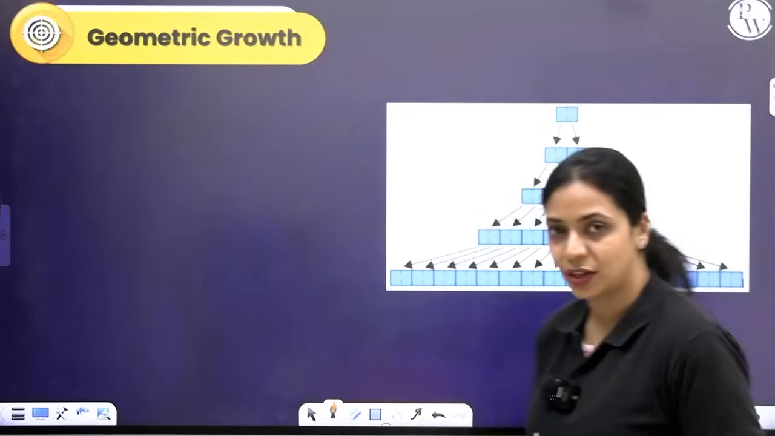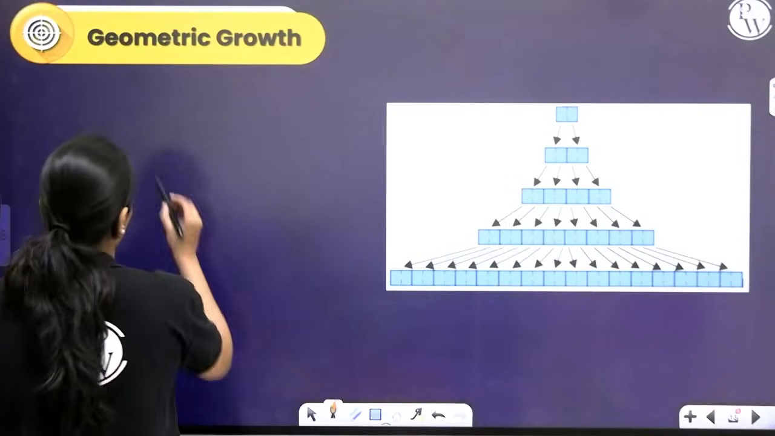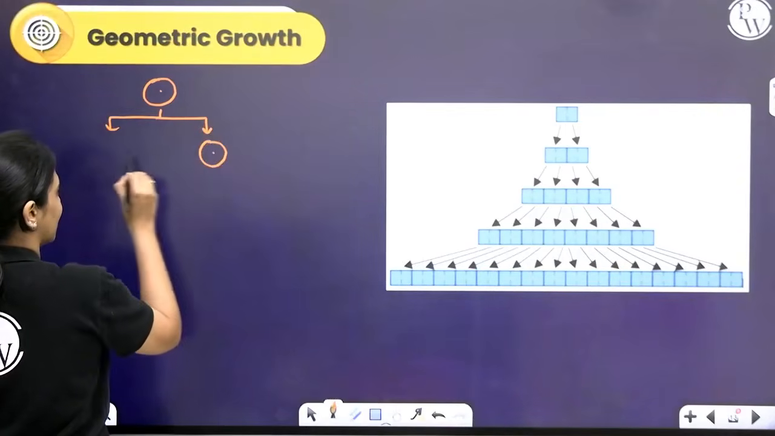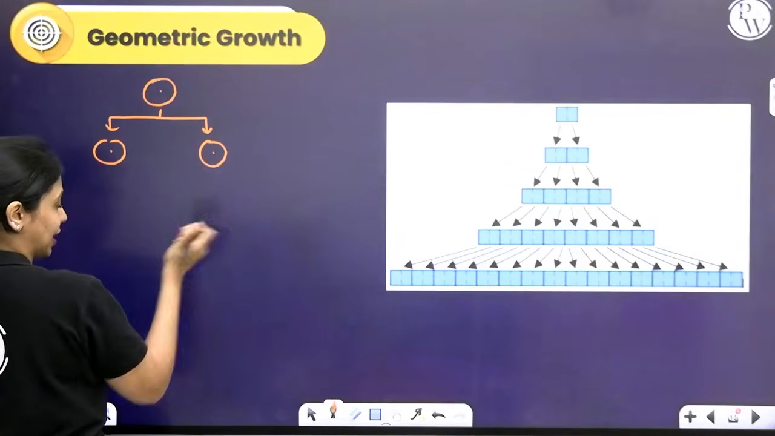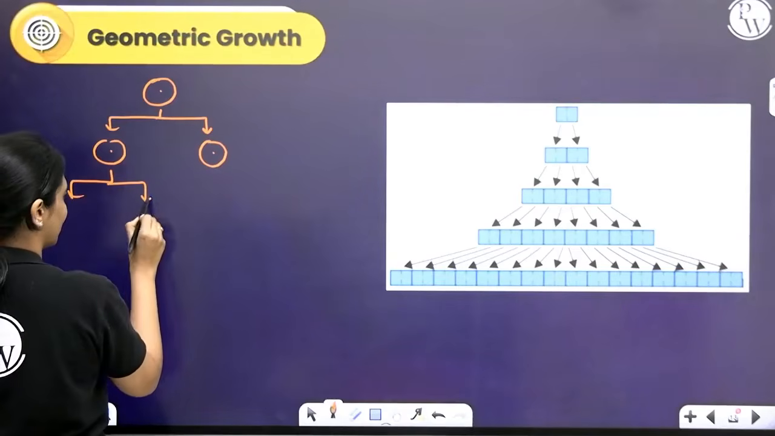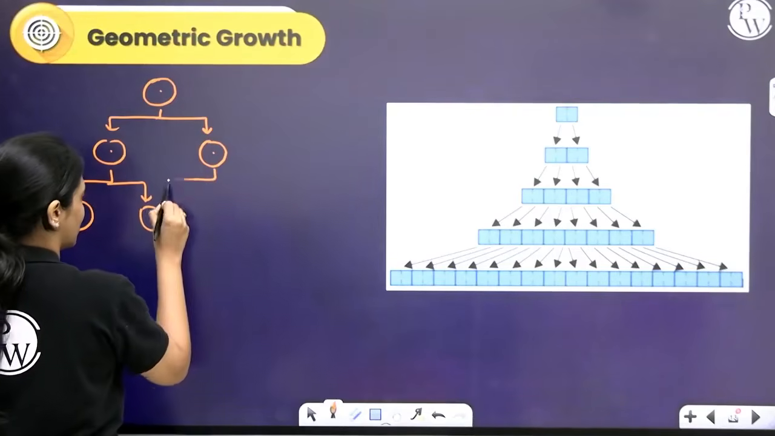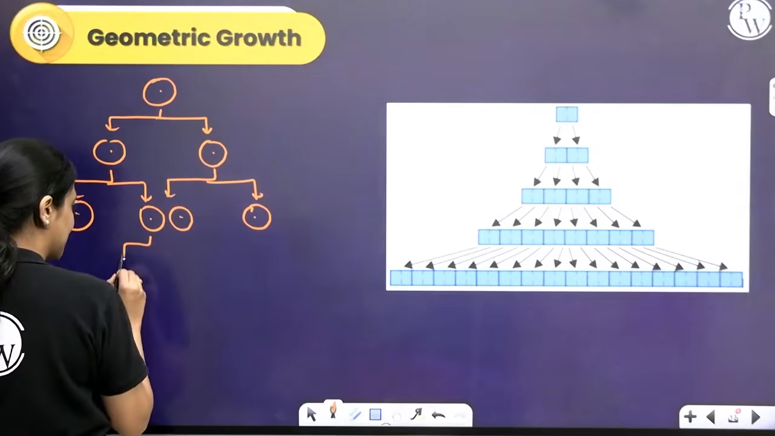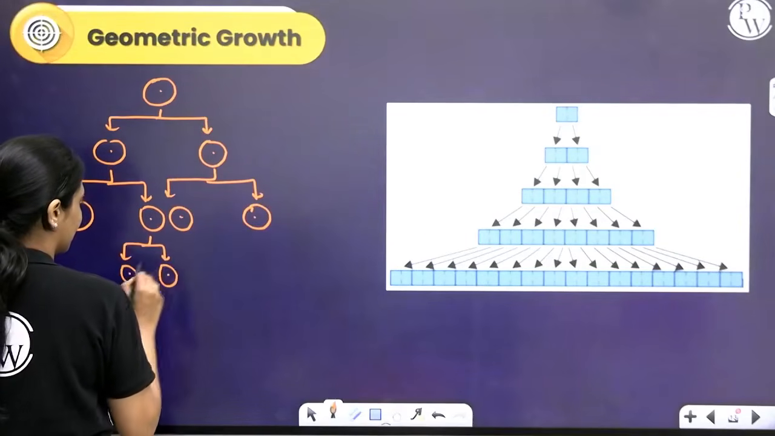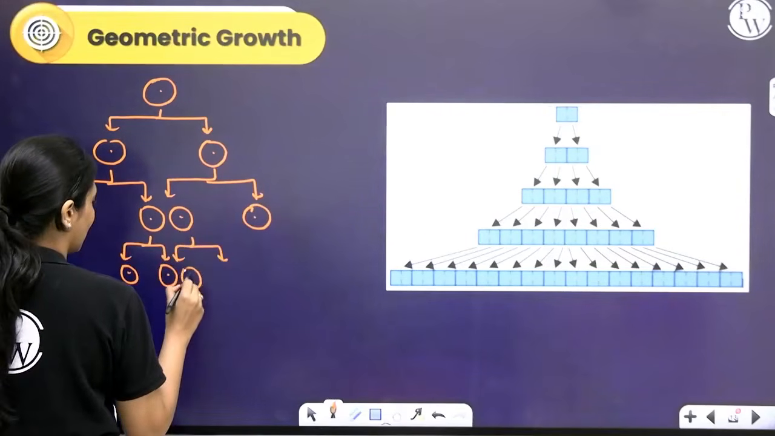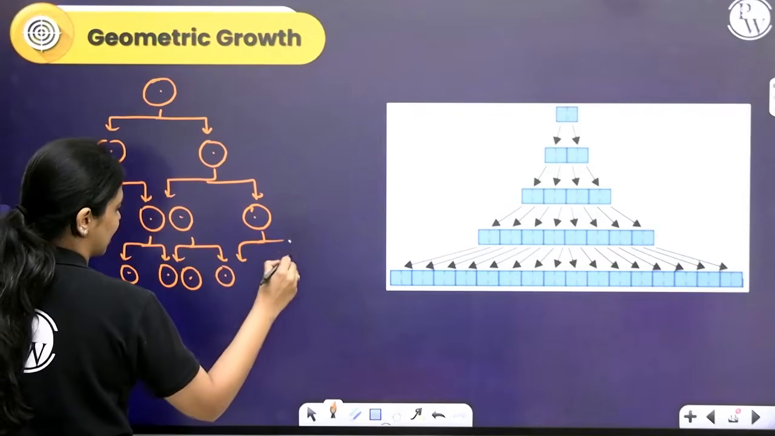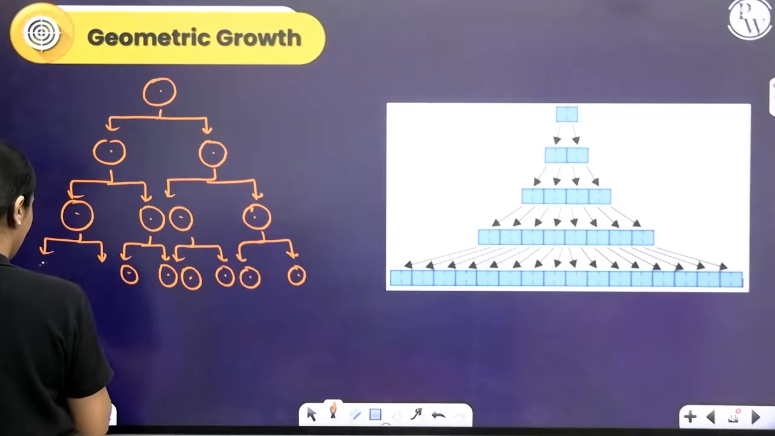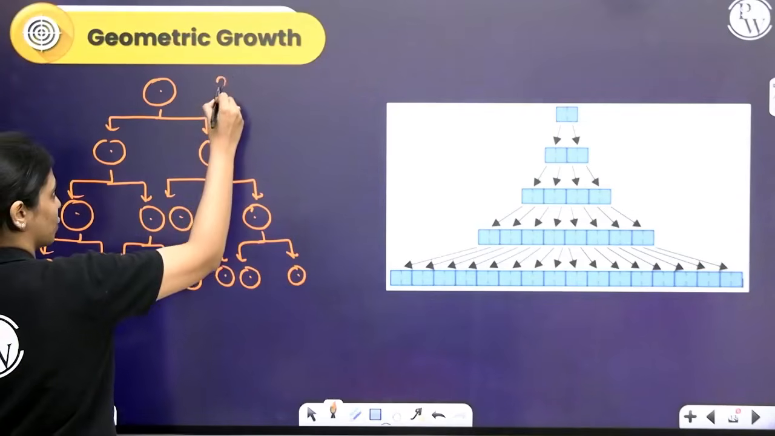Then we have geometric growth. In geometric growth, what happens is, you have one cell that gives rise to two cells. Both of these cells retain the ability to divide. They further give rise to two cells each, which will again undergo cell division. Again, these cells retain the ability to divide. They continue to divide, and this goes on. So exponentially, you can see there is an increase in the number of cells. Initially, how many were there? There was only 1, 2 to the power 0.